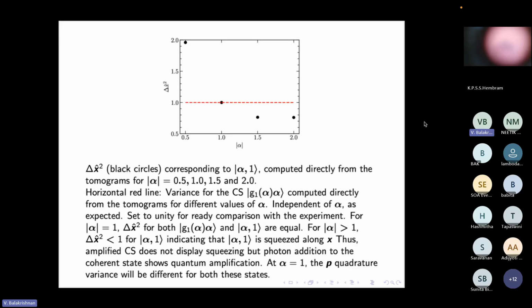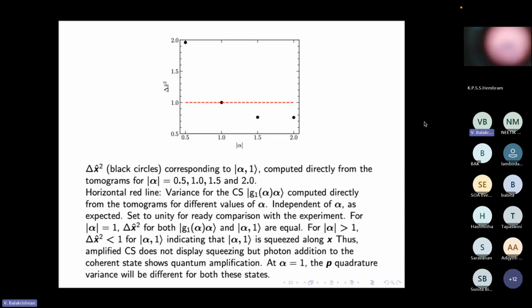The horizontal red line is the variance corresponding to the coherent state, Gm of alpha alpha. It has been scaled to 1. Normally the textbooks will tell you that it is 0.5. We have merely scaled it to 1, simply for comparison with the experimental paper. And then you see these 4 black circles, and that is the variance for alpha comma 1 computed from its tomogram.